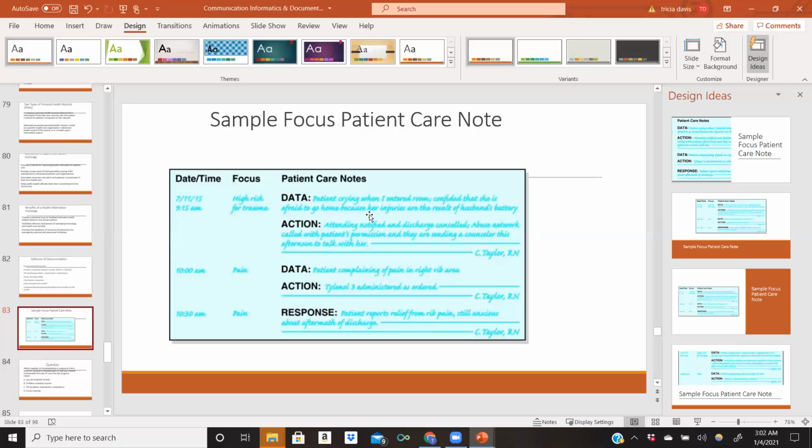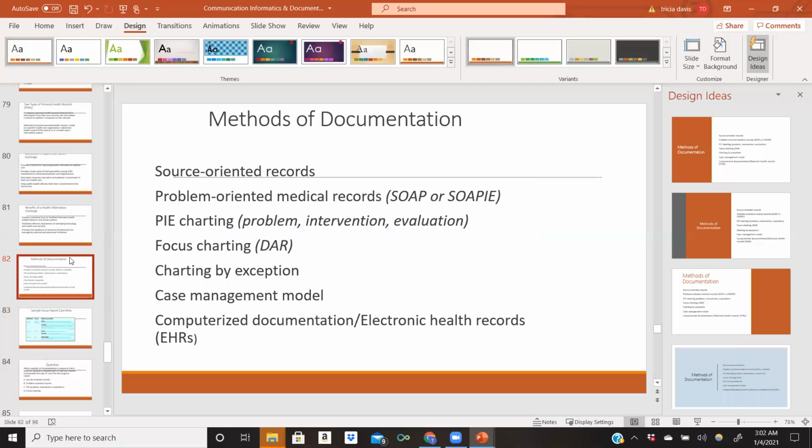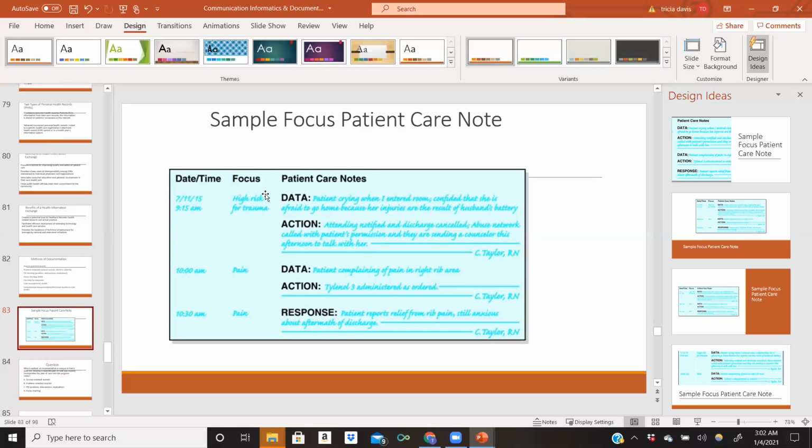So this is a sample of a healthcare note that's handwritten. You can see here that here's the date. This is the focus of the note. So they were at high risk for trauma. Down here at 10 o'clock, the focus was their pain. At 10:30, that was their pain. So the data that we put in was the patient crying when I entered the room, confided that she is afraid to go home because her injuries are the result of her husband's battery.